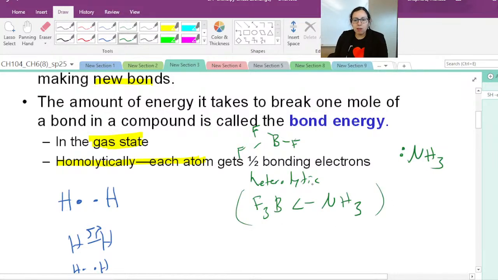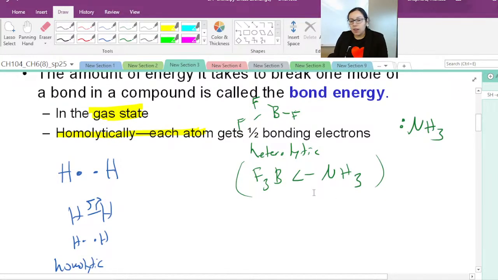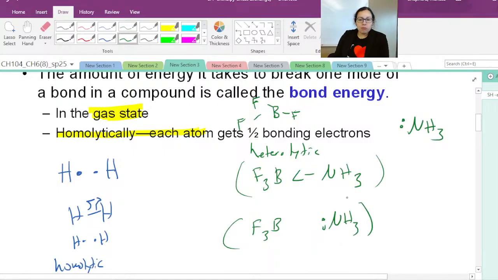So that would be a heterolytic cleavage, a heterolytic bond. Once you cleave them, nitrogen will get its 2 electrons back. But like I said, we won't see this in this class, but I at least think it's good that you're aware what homolytic versus heterolytic cleavage is.